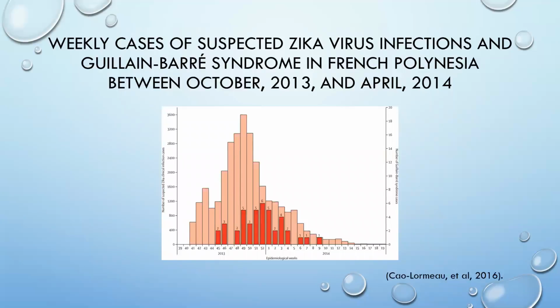This is a graph depicting the weekly cases of suspected Zika virus infections and Guillain-Barré syndrome in French Polynesia during the outbreak, which occurred between October 2013 and April 2014. The darker columns are the number of Guillain-Barré syndrome cases, while the lighter ones are the number of suspected Zika clinical infection cases. The bottom is the date of illness onset, which is divided into epidemiological weeks.